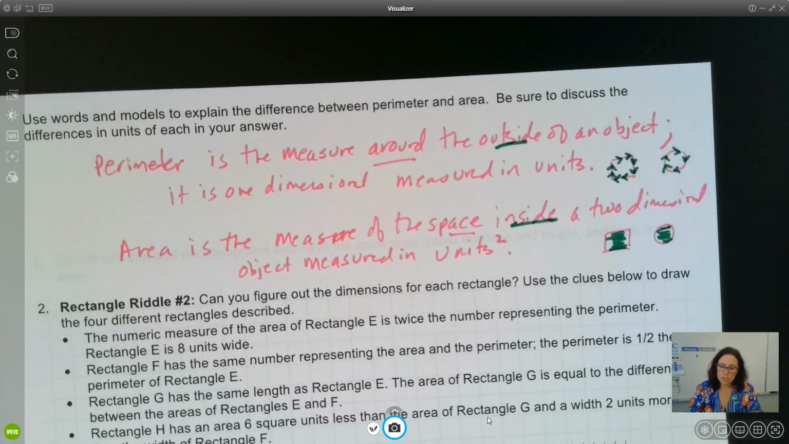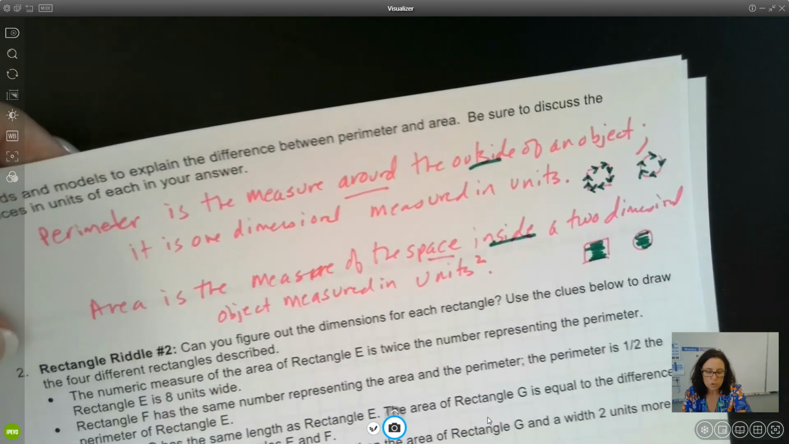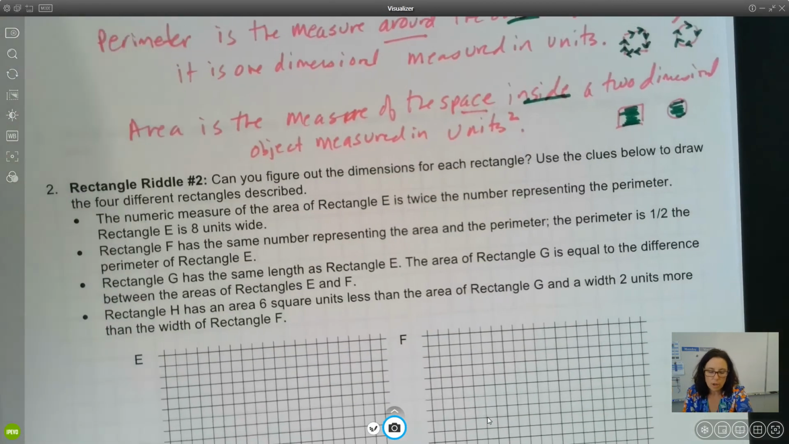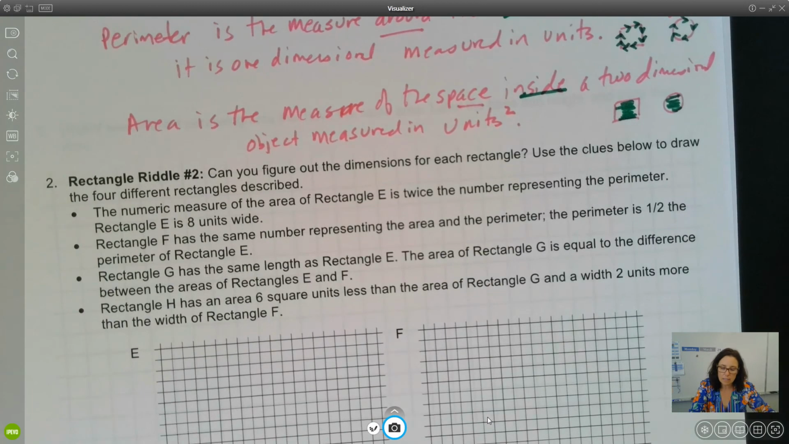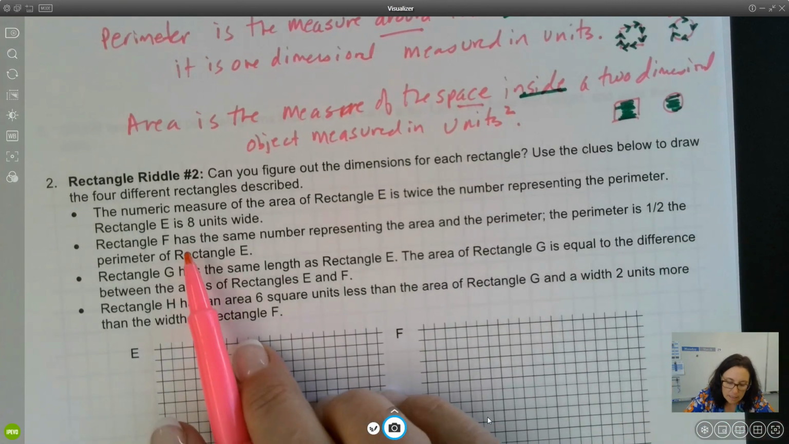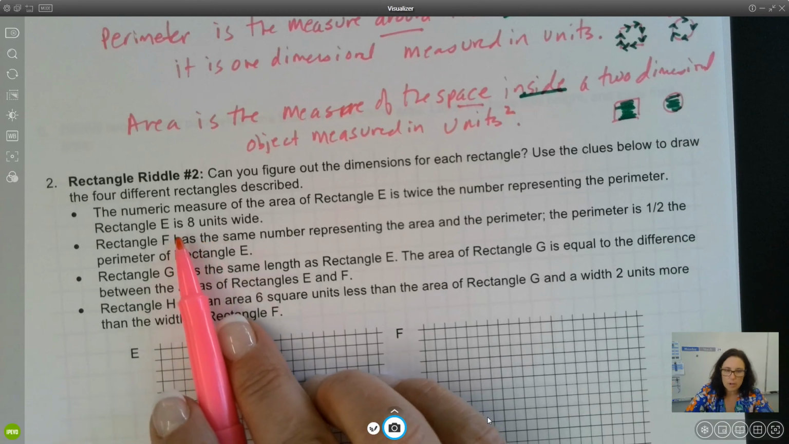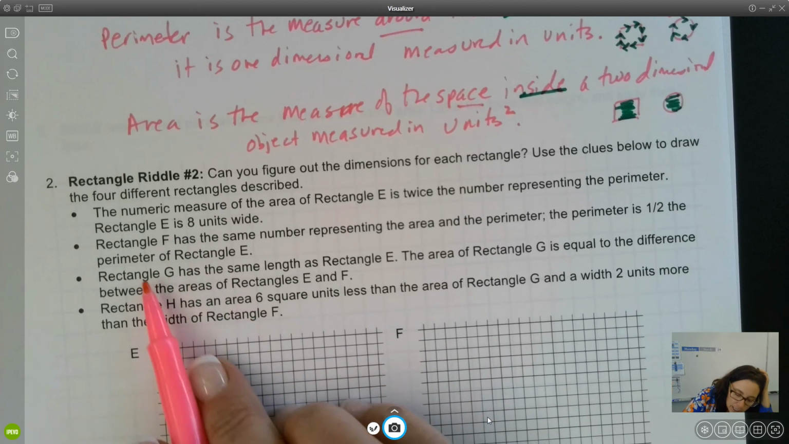Can you figure out the dimensions for each rectangle? Use the clues below to draw the 4 rectangles described. The numeric measure of the area of the rectangle in E is twice the number representing the perimeter. Rectangle E is 8 units wide. Okay, so let's read on and see. I don't know that I have enough information to get started. That has information, but not enough to get going.